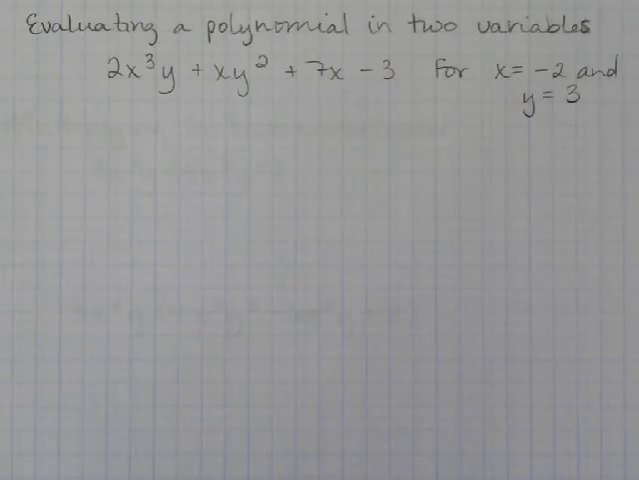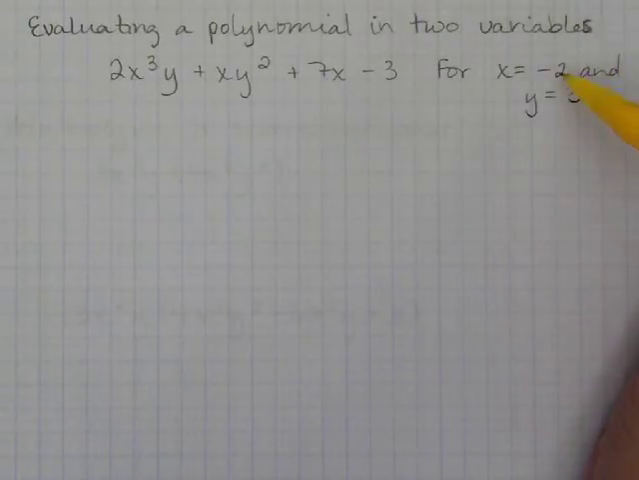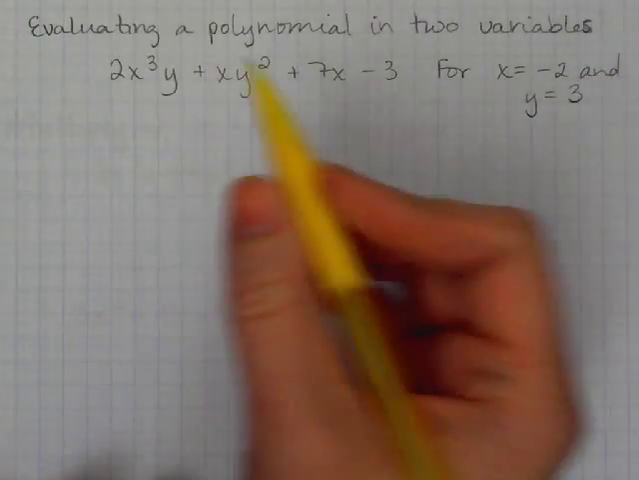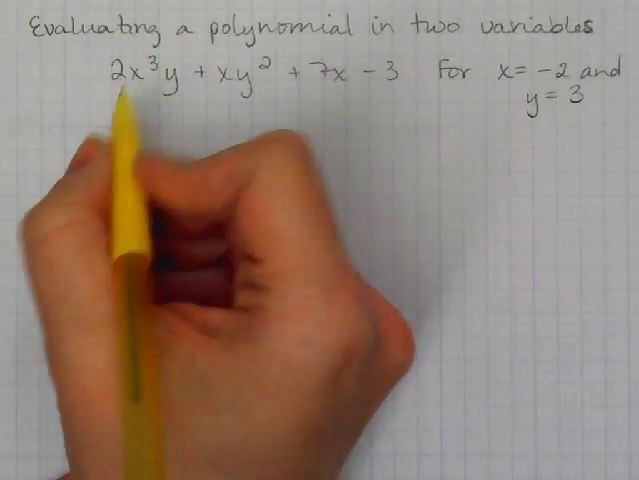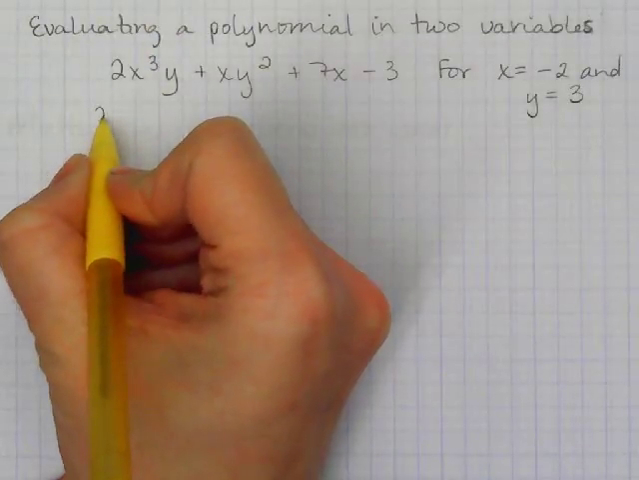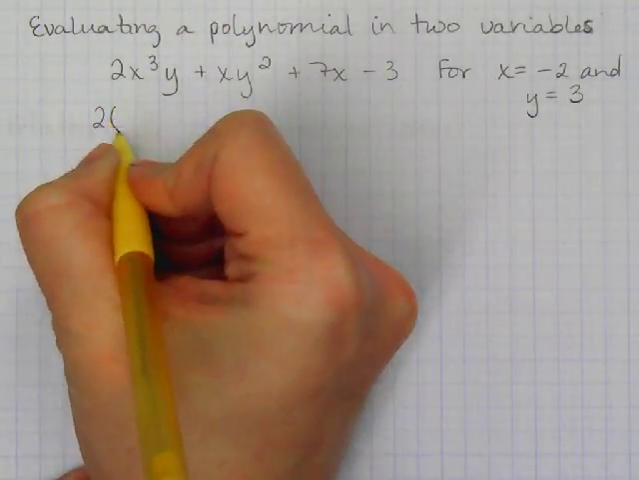-2 to the third, 3 for y. Drop down my plus sign. -2 for x. 3 squared. So I just put in the 3 for the y and then brought down the squared. Plus 7. What am I putting in? -2. And then drop down -3.